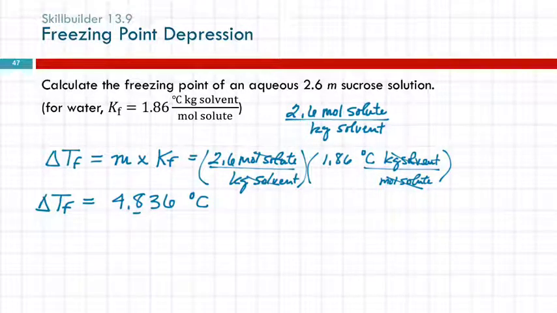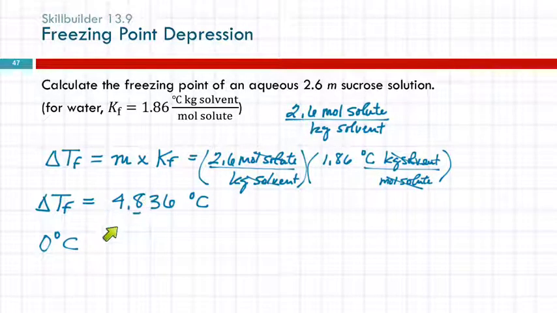Is that the answer? No. That's the change in the freezing point. The question asks us to calculate the freezing point. What temperature is needed for this to freeze? Well, what's the regular freezing point of water? You should know that. 0, right? So the regular freezing point is 0.